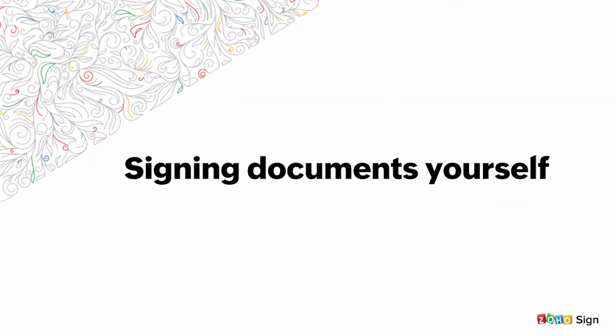So, let's see how to upload a document and sign it yourself. Zoho Sign supports all popular document file types such as PDF, DocX, RTF, TXT, and XLS. You can upload up to 40 files in the document signature request, but the size of individual files can't exceed 25 MB and their combined size can't exceed 40 MB.